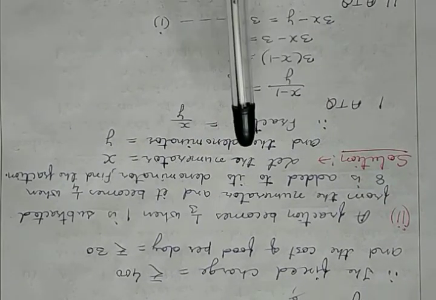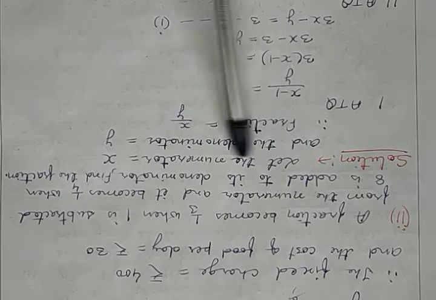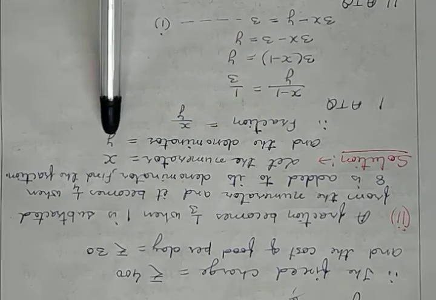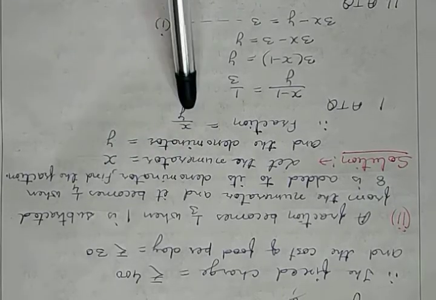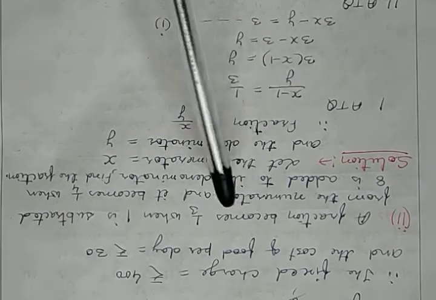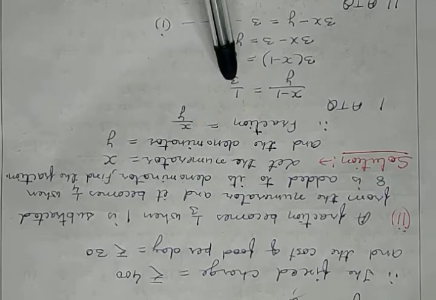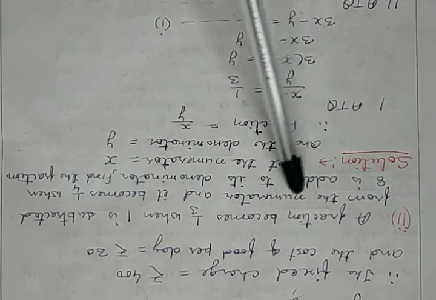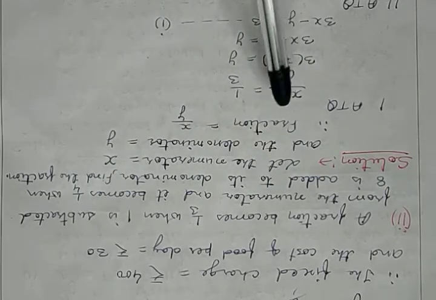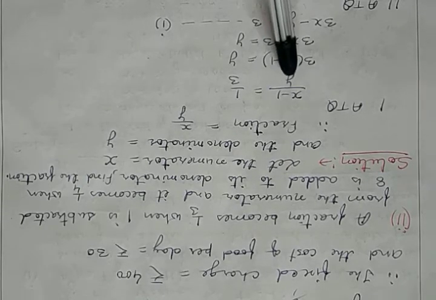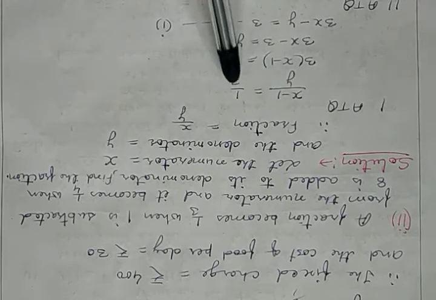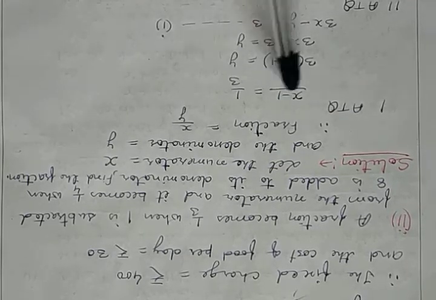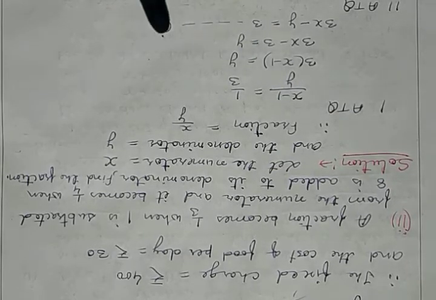We know how to start. Let the numerator be x and the denominator y. Then your fraction is numerator upon denominator, x upon y. First, according to the question, it becomes 1/3 if 1 is subtracted from the numerator. The denominator is as it is, you are subtracting 1 from the numerator only. Now cross multiply. 3 into x minus 1 is equal to y. Solve it, equation number 1.